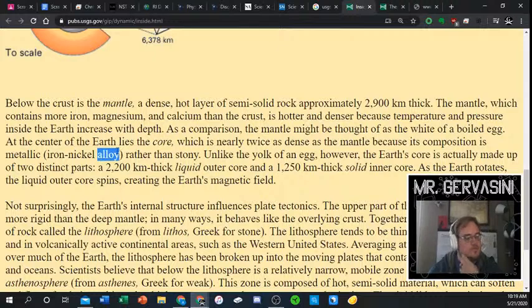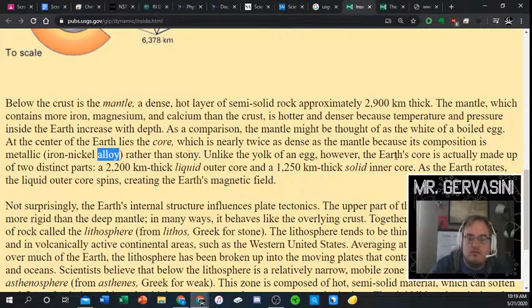So you've got to remember a little bit from 7th grade, hopefully you talked about how you can have a heterogeneous mixture or a homogeneous mixture. When you have a non-pure substance, you have a mixture. Alloys are metallic mixtures. And so we're looking at an iron-nickel alloy rather than just rock in the core.